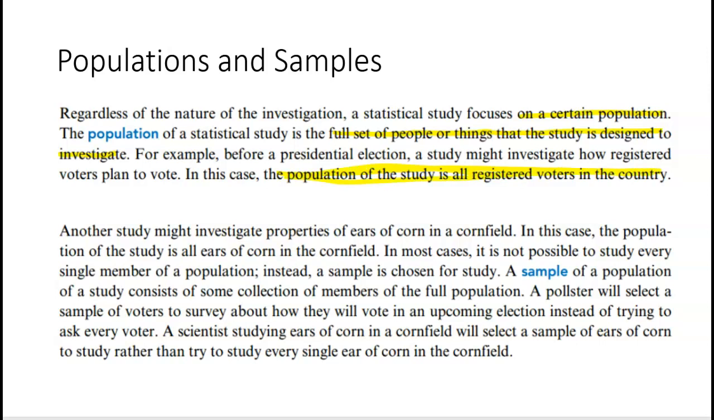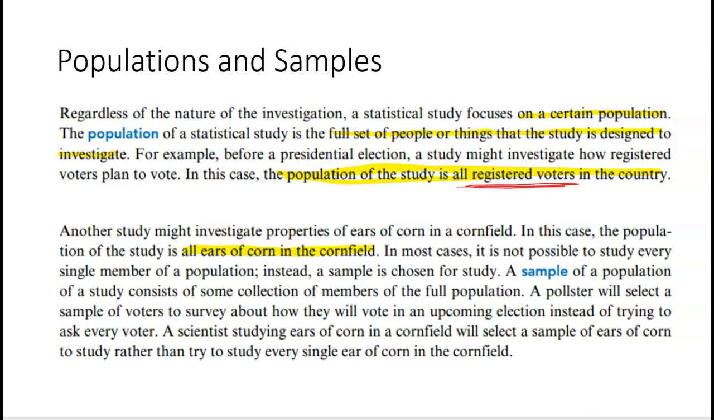Another study might investigate properties of ears of corn in a cornfield, and in that case, the population is all ears of corn, but only in that cornfield. They're only concerned about that, not all ears of corn everywhere. In most cases, it's just not possible to study every single member of the population. For example, if we go back to all registered voters, it might be really hard to get every single registered voter to answer a question.